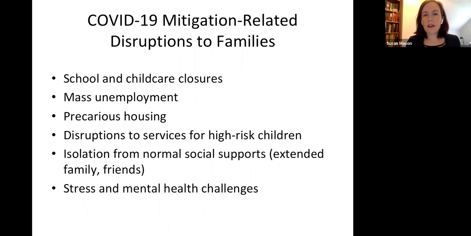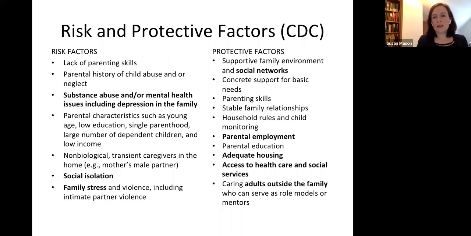I don't think it'll come as a surprise to anyone to know that COVID-19 and the mitigation policies have resulted in pretty major disruptions to everyone, and families have felt this particularly hard. So we've experienced school and childcare closures, mass unemployment, precarious housing, disruptions to services for high-risk children. So children who need special services are not currently, in many cases, getting those services. There's isolation from normal social supports like extended family. And then, of course, many of us are experiencing additional stress and mental health challenges. And all of these things are risk factors for maltreatment.